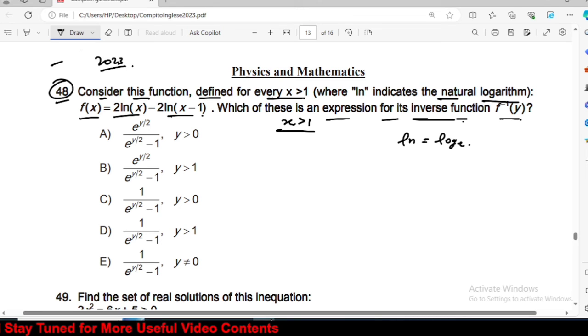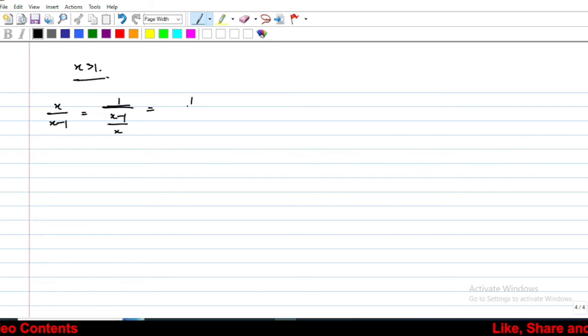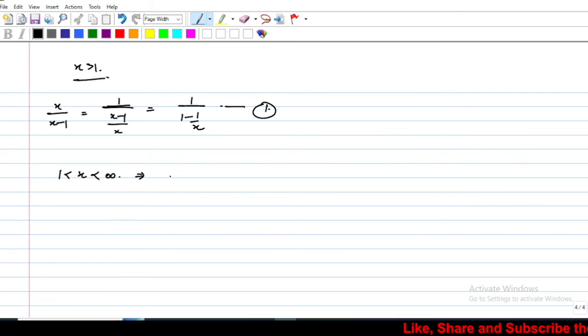Now come to options. Option C is incorrect, option D is incorrect, and option E is incorrect. Option A and B are similar, but the conditions on y are different. Now we have to work on this also. Again, as x is greater than 1, notice this point. And we know that x upon x minus 1 can be written as 1 upon 1 minus 1 upon x. Say this equation first. We know that x is greater than 1 and less than infinity. This can be written as 0 less than 1 upon x less than 1.